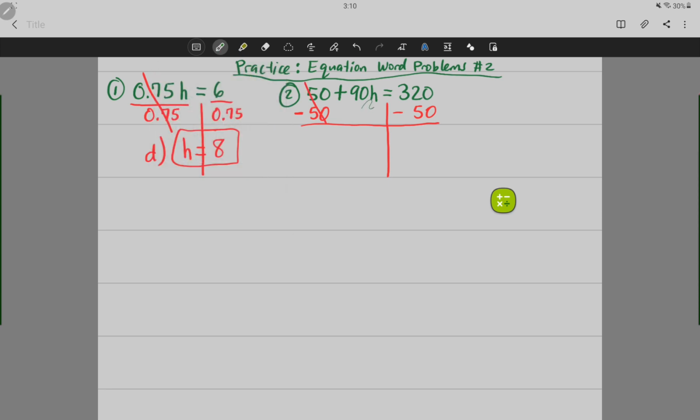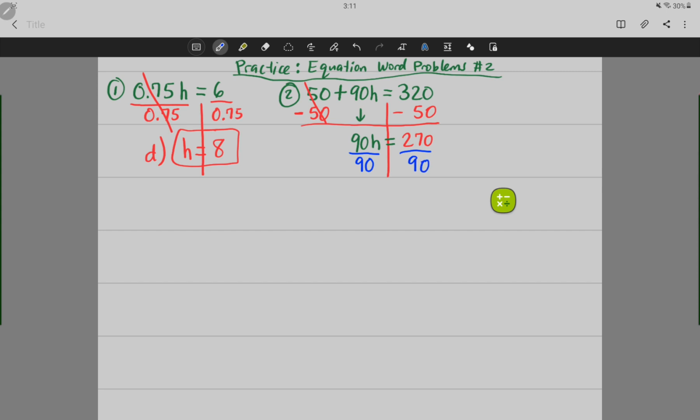We haven't used the 90h yet. That's okay. Bring it down. Bring down the equal sign. 320 minus 50 is 270. Last step here, we're looking at multiplication since it says 90h or 90 times h. So the opposite of multiplying is to divide. And we divide by the coefficient, which is the number in front of h, which is the number 90. Do that to both sides.